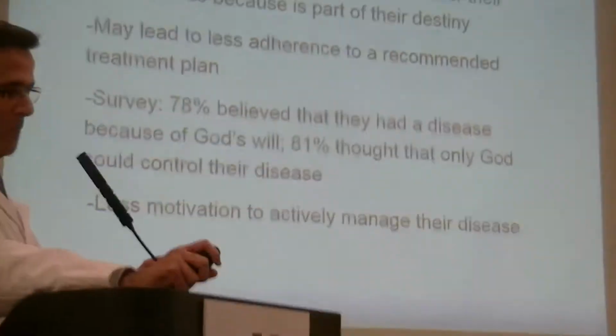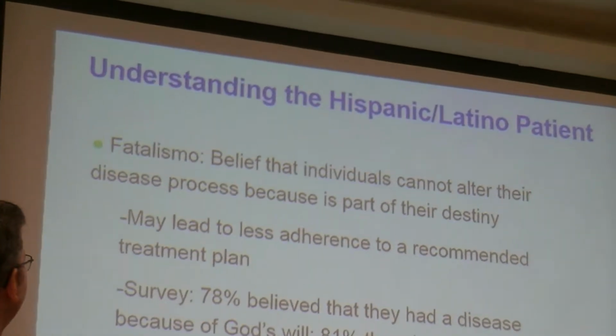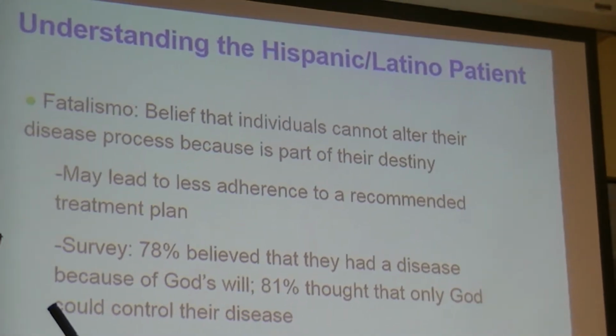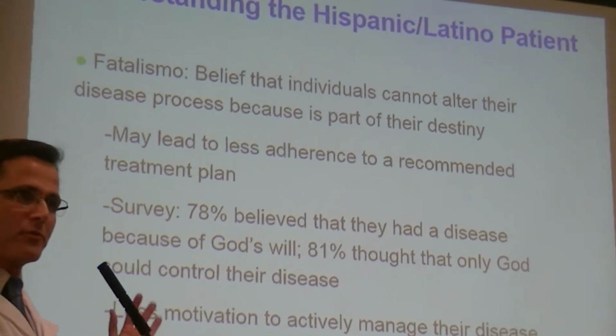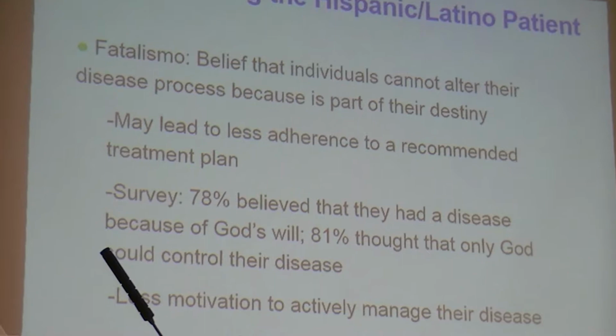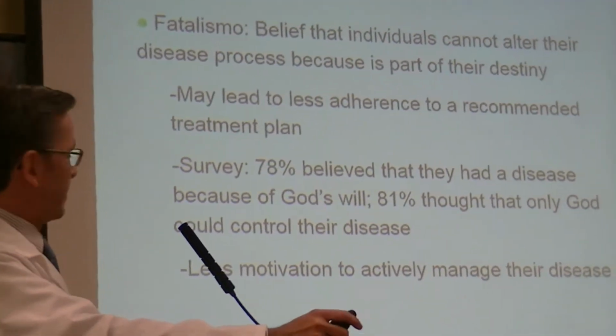There's another bad one that is called fatalism. And this is the belief that individuals cannot alter the disease process because this is part of their destiny. I got diabetes, I'm screwed. So this is something that is very common, and this may lead to less adherence to a recommended treatment plan.